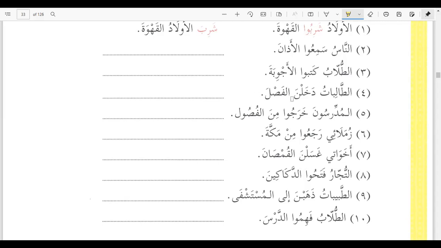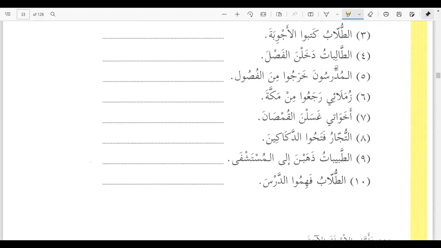Okay, good. Number 4 is at-talibatu dakhalnal fasla. The female students entered the class. Dakhalat talibat. دخلت الطالبات الفصل. Yes, sir. دخلت الطالبات الفصل. The female students entered the class.